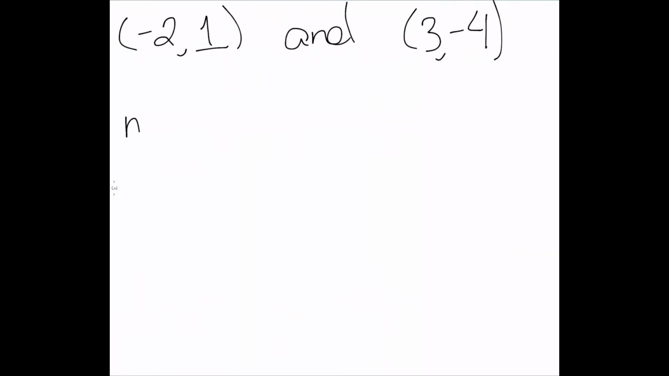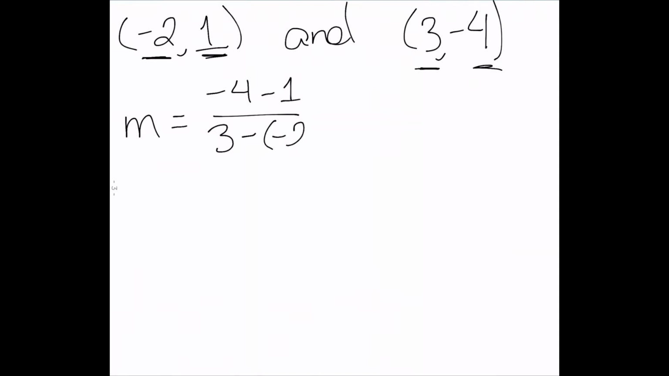My next example, -2, 1, and 3, -4. To do my slope, I have y2, which is -4, minus y1, which is 1, over x2, which is 3, minus x1, which is -2. So -4 minus 1 is -5, and 3 minus -2 is 5. So here my slope is -1.